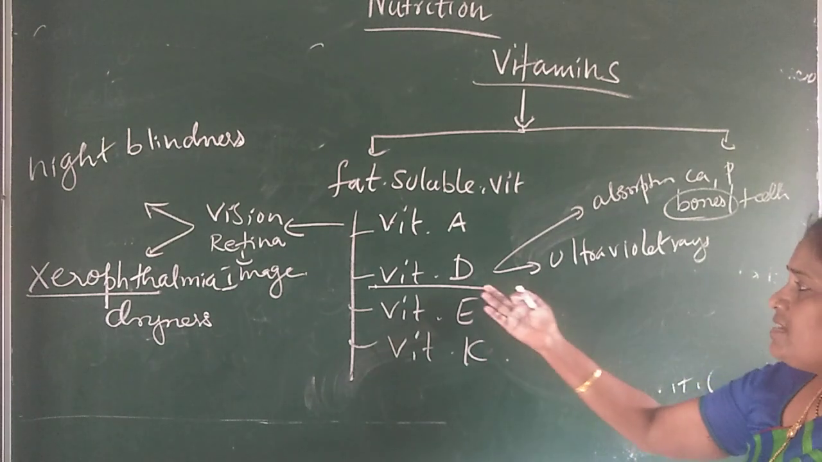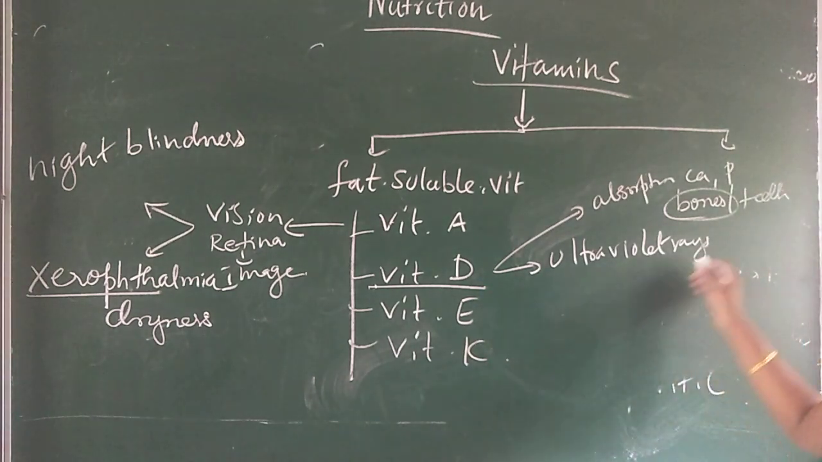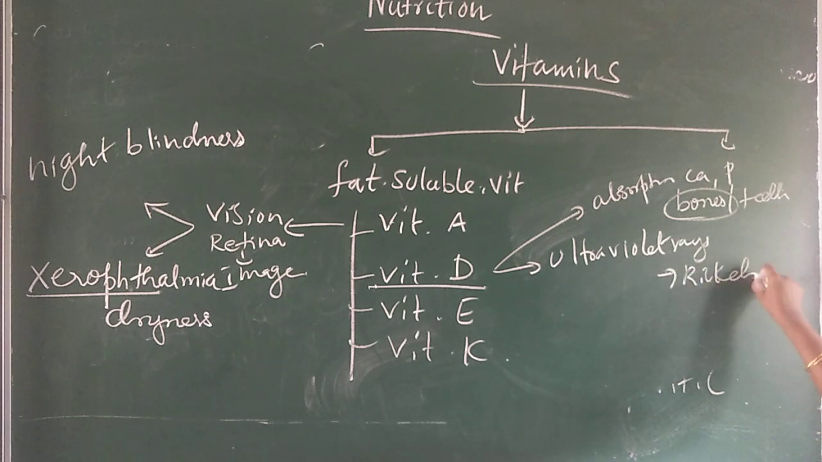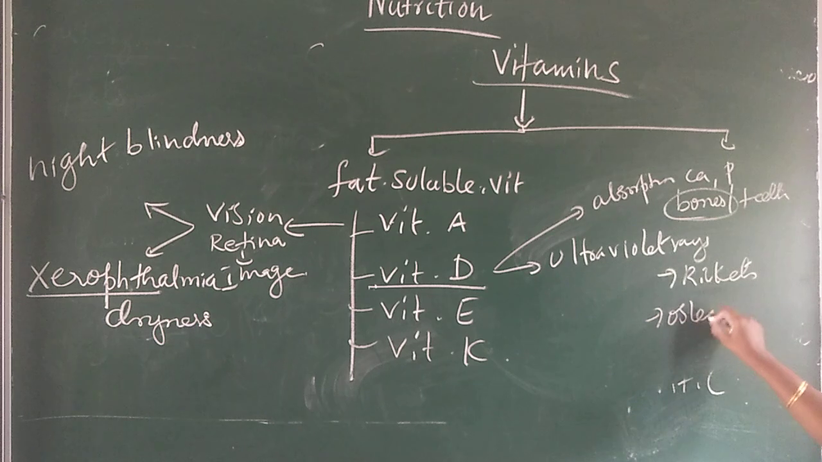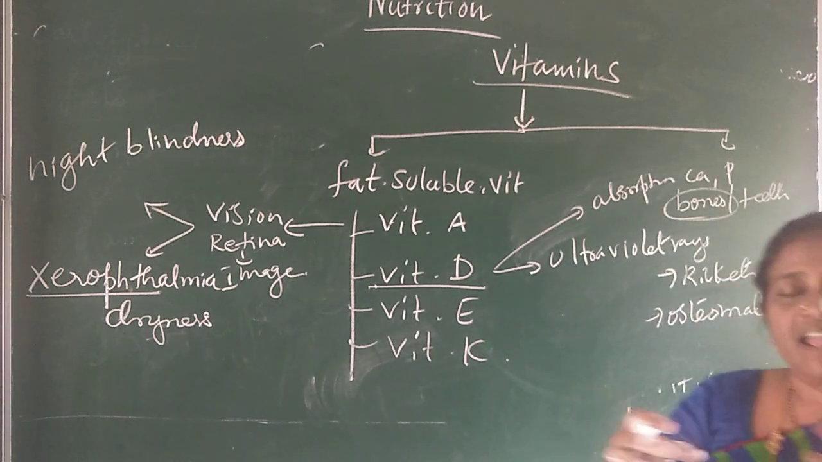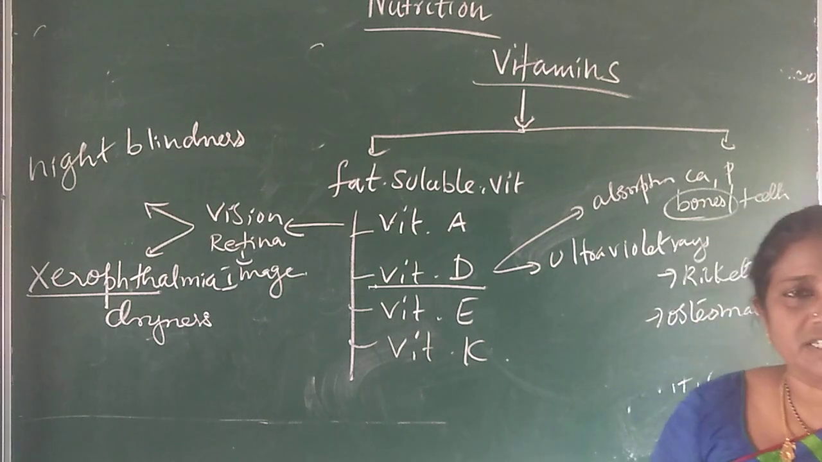Again, what happens if vitamin D is deficient? That leads to either rickets in children, already I mentioned, or osteomalacia in adults, where the bones become very fragile, weak, easily get fractured, etc.